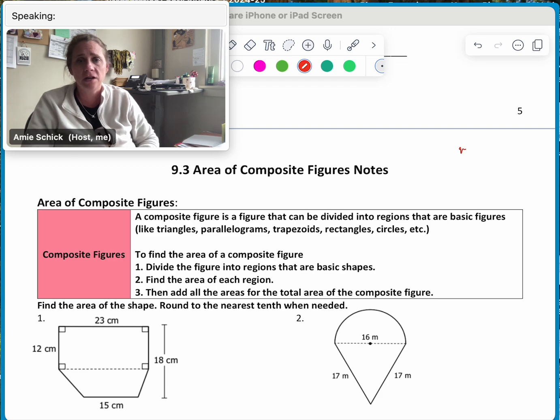All right, a composite figure basically just means that you're going to be finding the area of more than one piece. You may have to chop something up into shapes you recognize, and then it looks as though we're probably going to be adding them together. So to find the area of a composite figure, divide it up into regions of your normal everyday shapes. Find the area of each one, and then we're going to add them together. All right, let's do this.